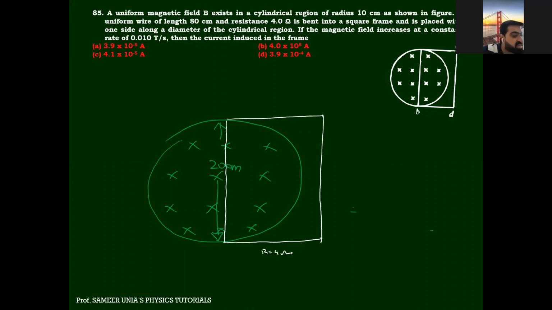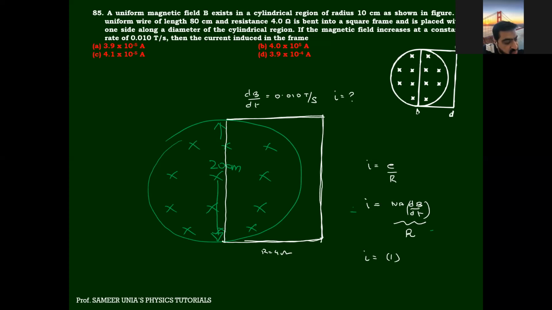The magnetic field increases at the rate of, so dB by dt is given as 0.010 Tesla per second. The current induced in the frame, I, the formula for I is E by R. E we can write as NA dB by dt. Do you agree with me? Number of turns is 1. The loop, the white colored square frame, has number of turns 1.